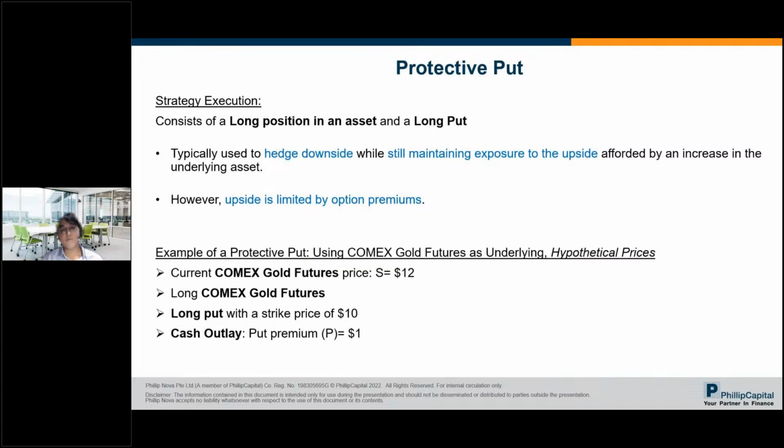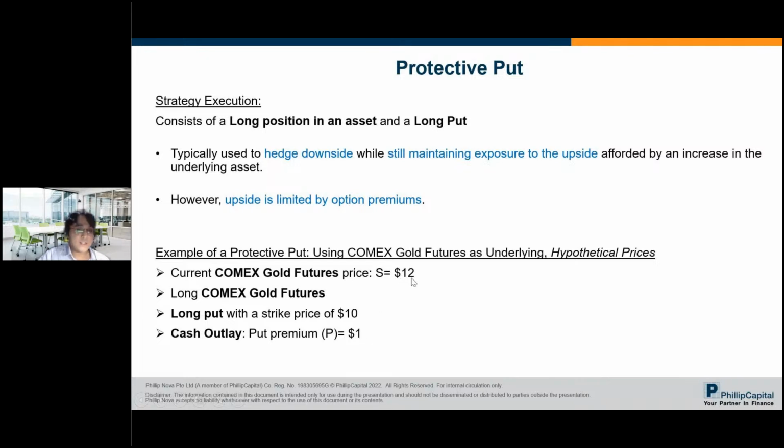So as an example, let's use COMEX Gold futures as the underlying. Do take note that these are all hypothetical prices. So given that the current COMEX Gold futures may be priced at $12, this is the underlying, and we have a long position on this COMEX Gold futures. So we also buy a put with a strike price of $10, and our cash outlay, or our cash outflow, is basically our put premium that we pay of $1.